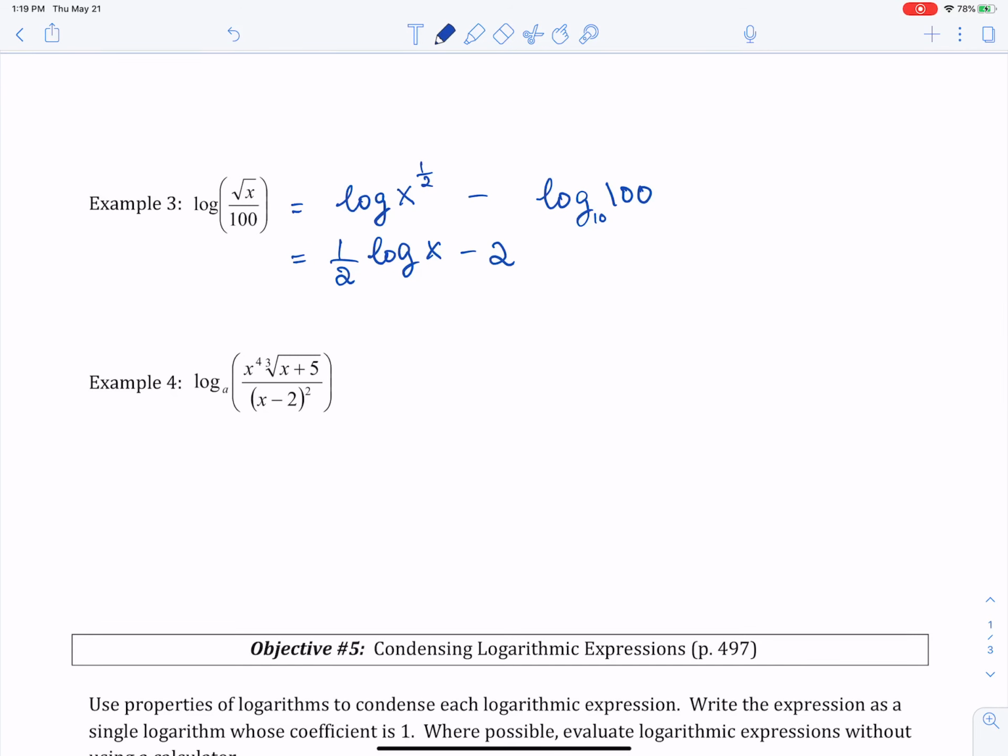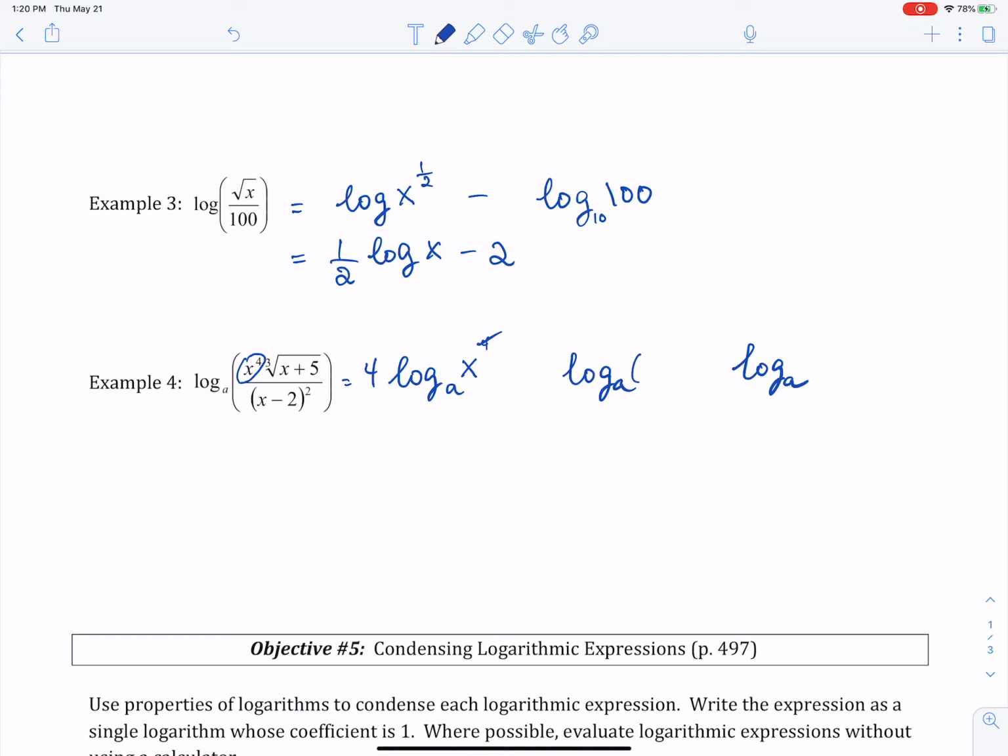Now, example 4. How many things do I have in multiplication? Well, that's x to the 4, that's that root, and this is that square, so 3 things. So I'll end up having 3 logarithms. All of them have a base of a, so logarithm base a, logarithm base a. All expressions that are in the numerator will be positive logarithms. So x to the power 4 here, that 4 I'm going to move in multiplication.